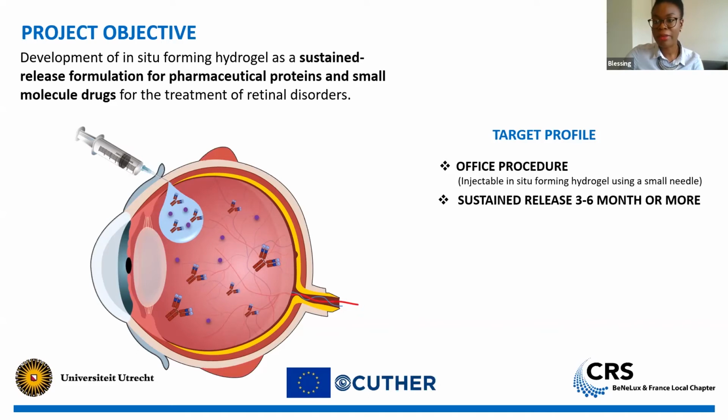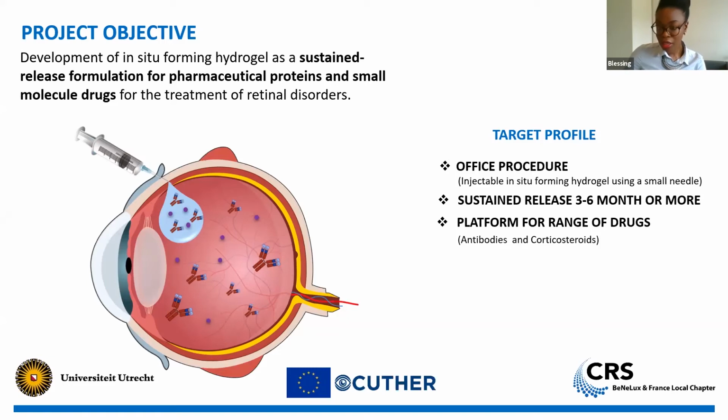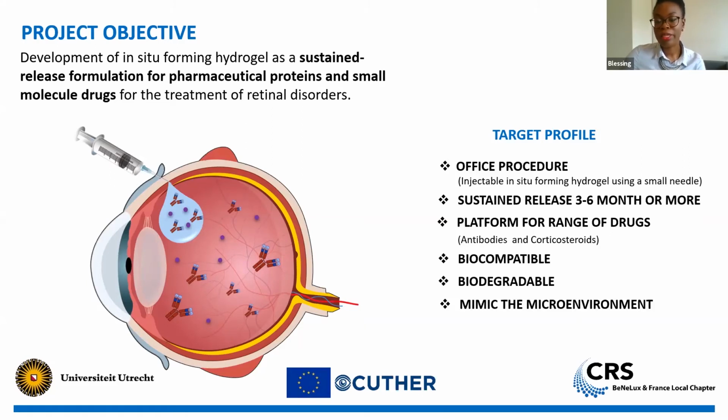This delivery system has to sustain the drug for over 3 to 6 months or even more, and it has to be a platform not only for pharmaceutical proteins that are huge, such as antibodies, but also for corticosteroids. It has to be biocompatible with the eye, of course, and it has to be biodegradable. Another feature is that this hydrogel system mimics a little bit the environment in which it's injected. That's why we chose hydrogels, because it will also help with the immune response and so on.